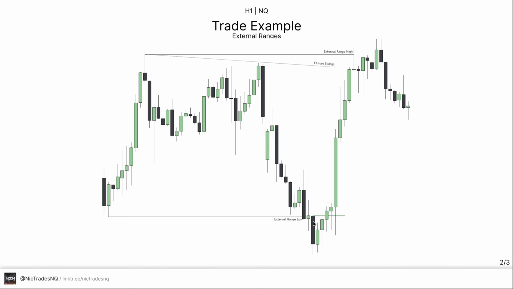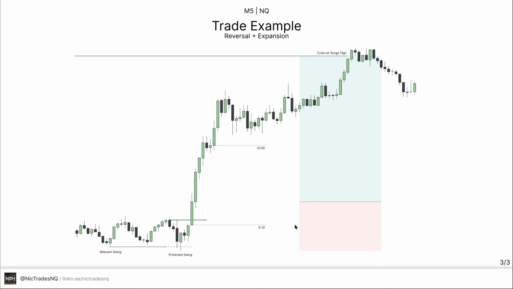Down here we want to see how price reacts, if we can get back into that range and then get a confirmation that it's a reversal and we can look to trade towards the other side of the range. So here you can see I marked out the hourly change state of delivery, but it's still a bit prior to 9:30, so personally I'm just gonna wait.